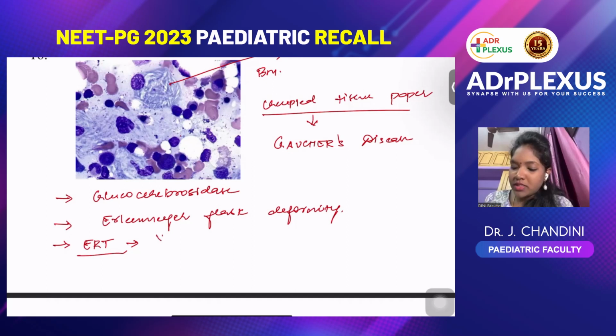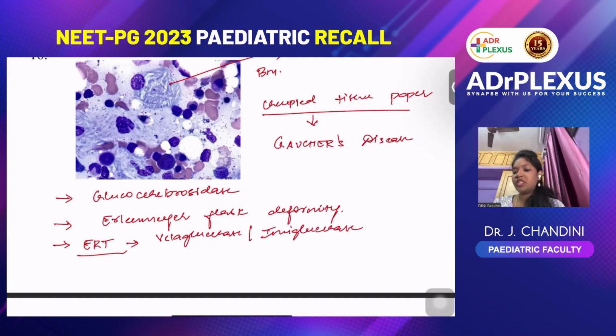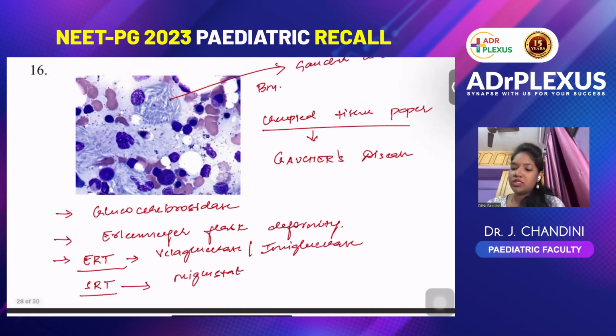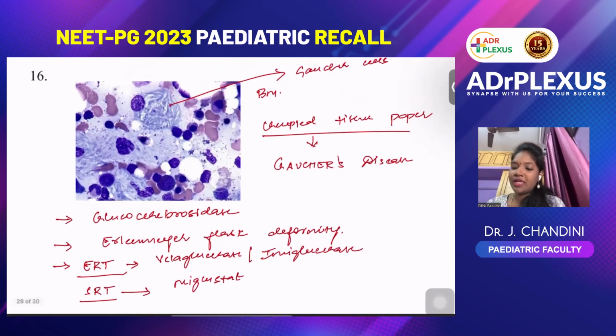So what is it known as? Velaglucerase or imiglucerase. These are the enzyme replacement therapy options available for Gaucher. And it also has substrate reduction therapy, that is called Miglustat. Okay, so this is important about Gaucher's disease. Gaucher's disease is being repeated for the third time this year.